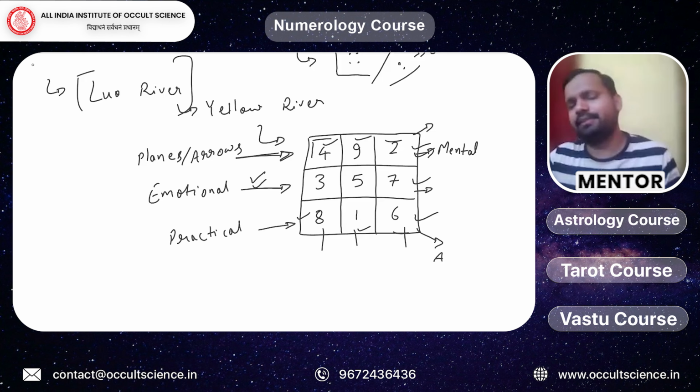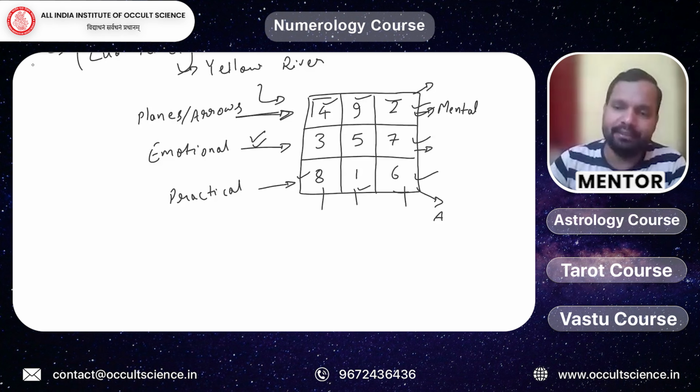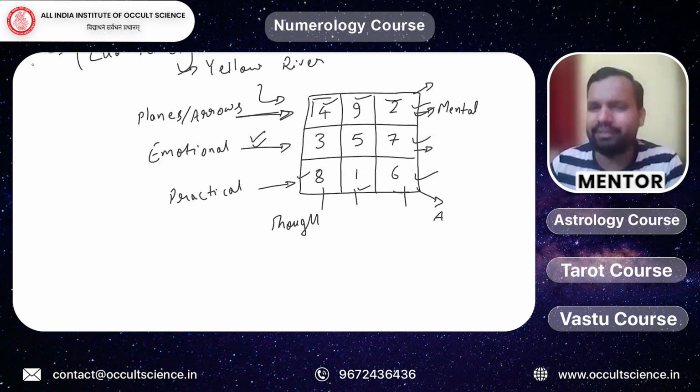But as I discussed, there are vertical planes also. One of the planes consists of these 3 numbers, that is 438. Another is 951, then 276. So these are the sets of numbers. They have also been given names. First, 438 is called thought power plane, or you can simply say thought plane. This 951 is called willpower plane. And this 276 is action.